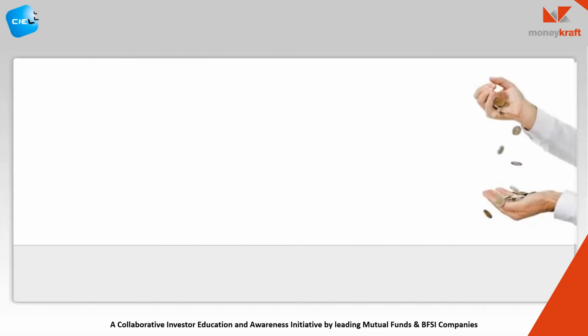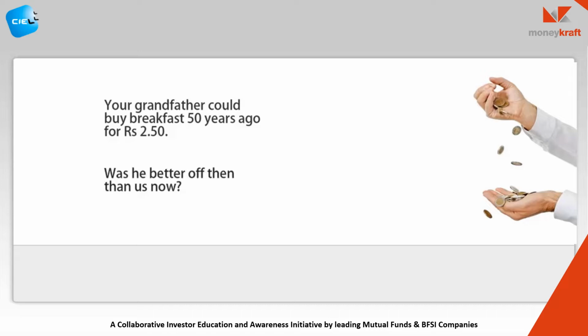Your grandfather often tells you about the good old times. He recalls having breakfast for 2 rupees 50 paise. Your jaws drop in awe. But if he knew simple math of compounding, you would check out if he were really better off.